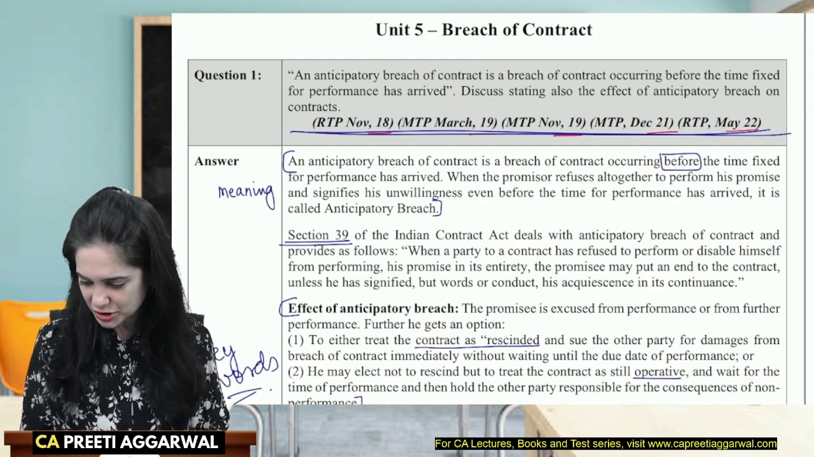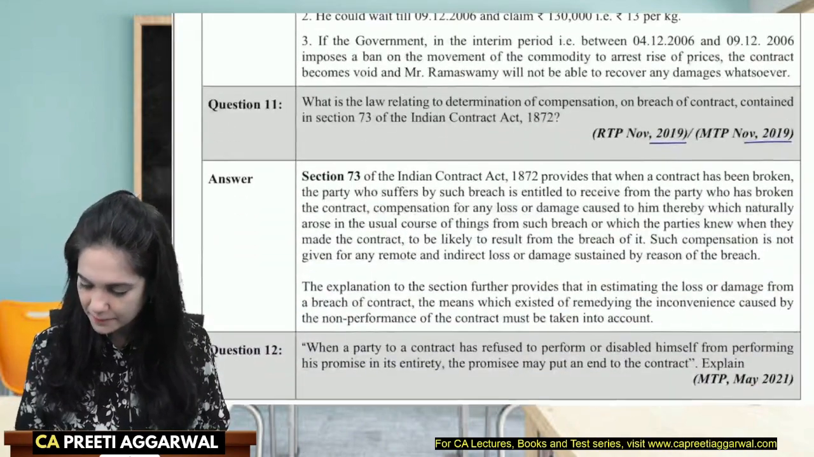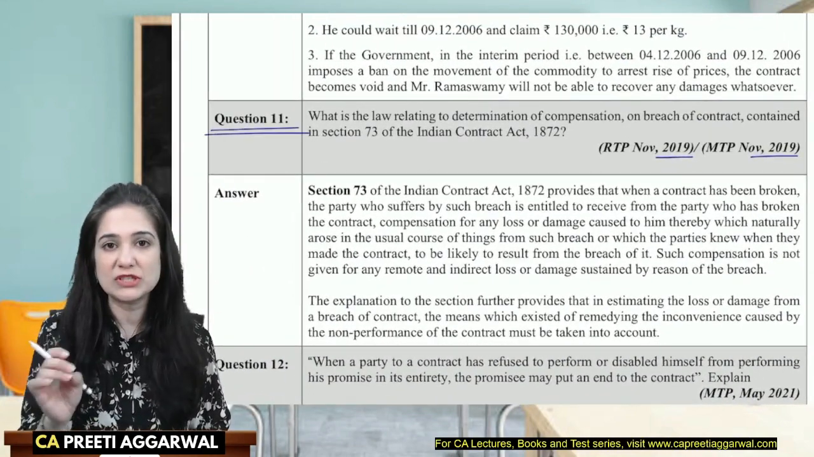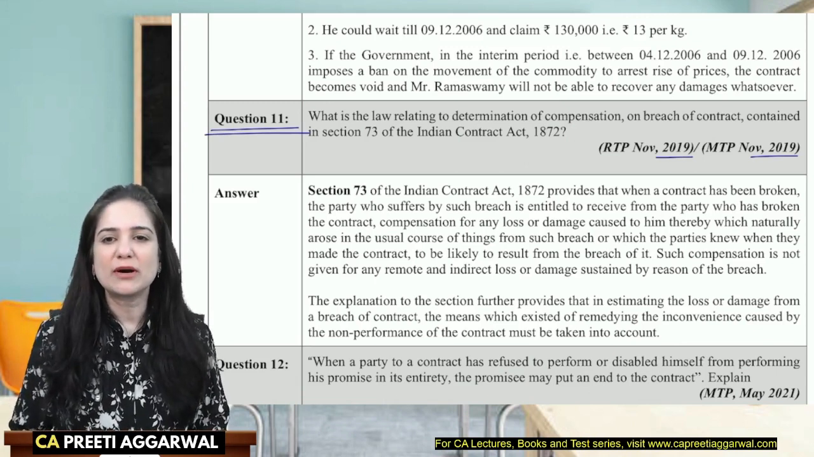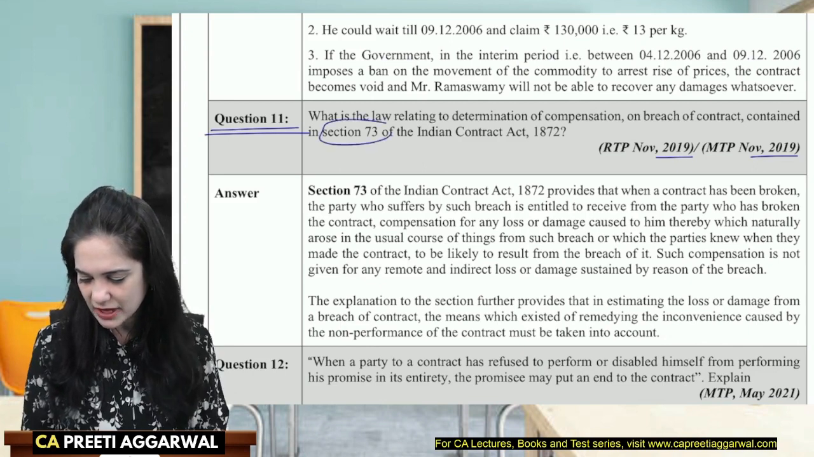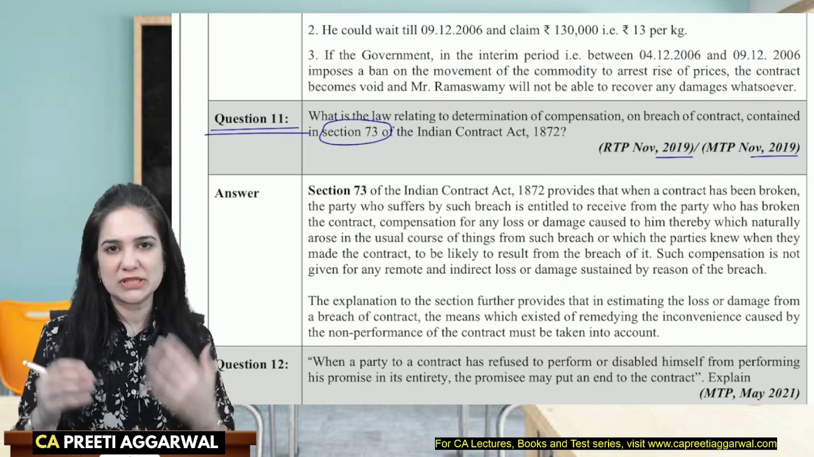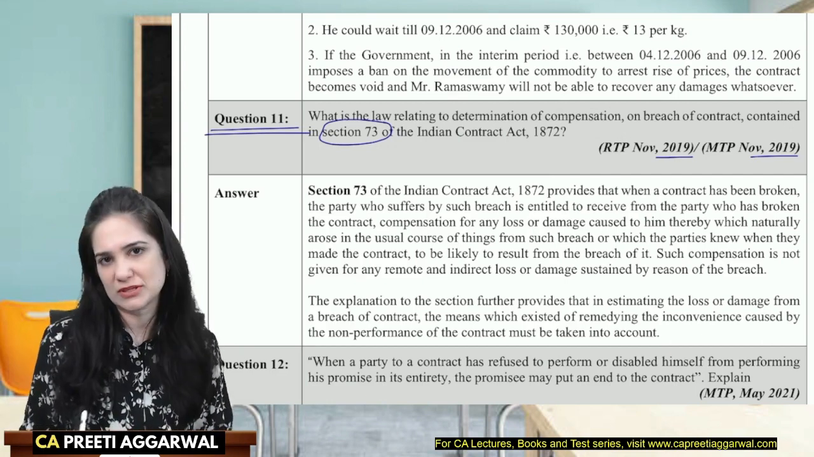Then we have question 11. Okay, let's go to question 11. Yes, I have identified this question because it is a question in which many students make errors. Why? I'll tell you. What is the law relating to determination of compensation on breach of contract contained in section 73 of the Act? Oh, I have not studied 73. What if this question is asked in the exam and you realize that you have not studied section 73? You won't be able to answer this question.